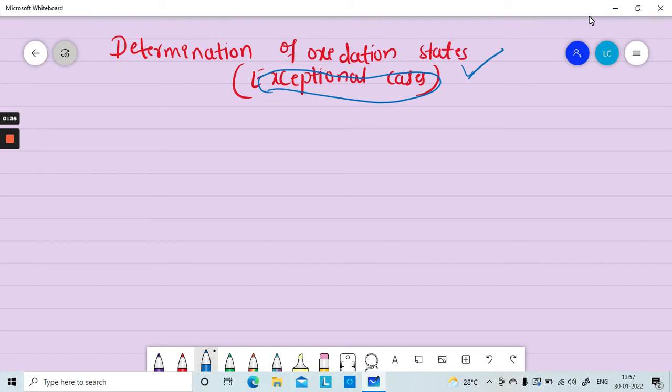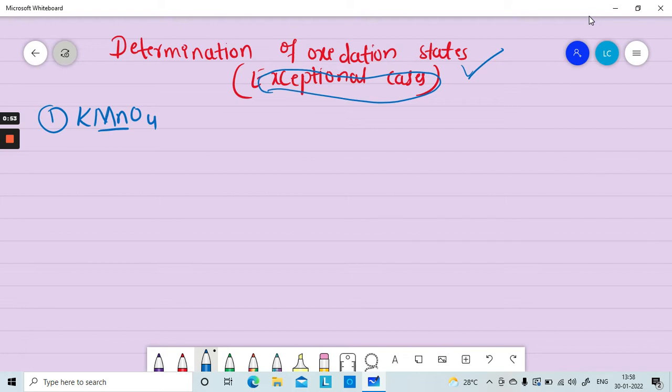Before going to that, I want to check whether you studied all the rules or not. I will give one example, that is KMnO4. Here you have to determine the oxidation state of Mn. Are you able to do this? Yes, you can try here.